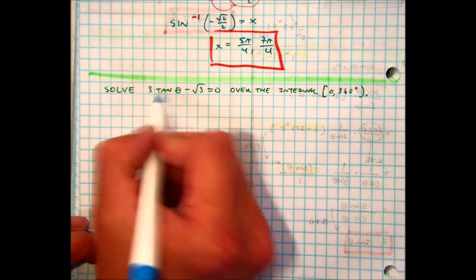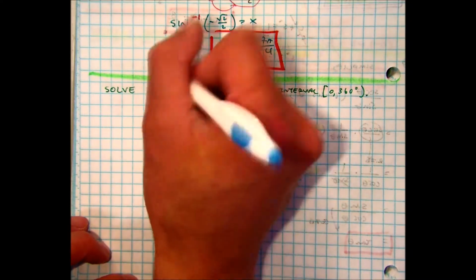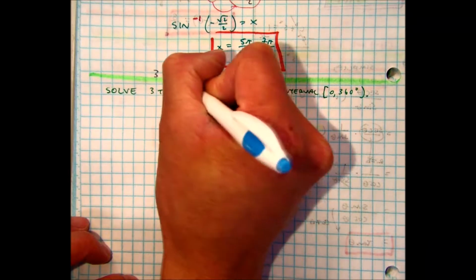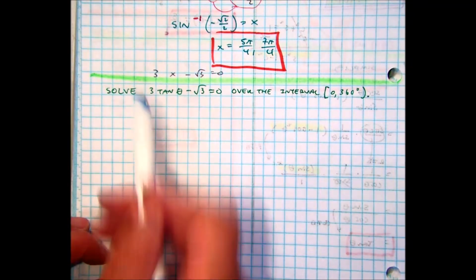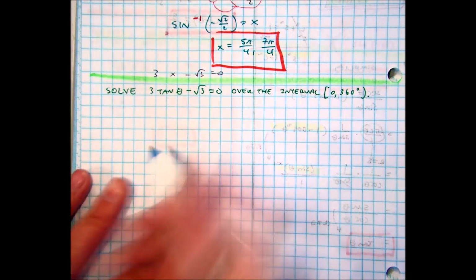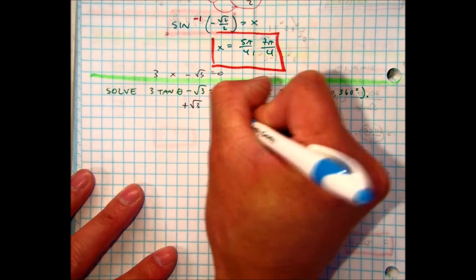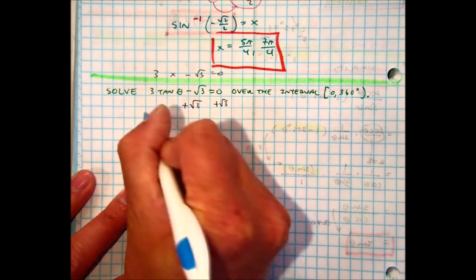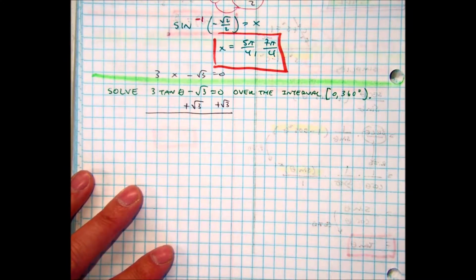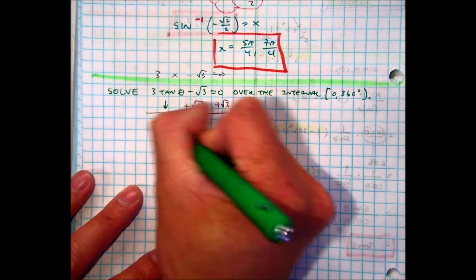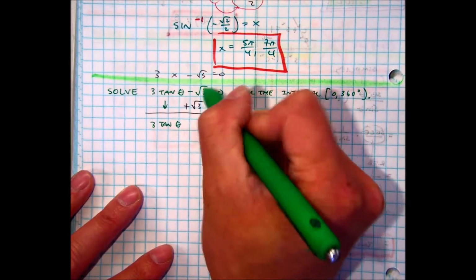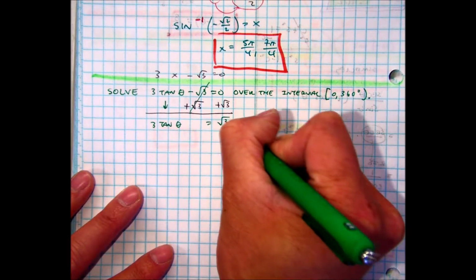Okay, so remember, pretend this is like the problem 3x minus radical 3. Pretend we're doing that. Would you divide by 3 or add? So let's add. Class, what am I left with? 3 tan theta equals radical 3.